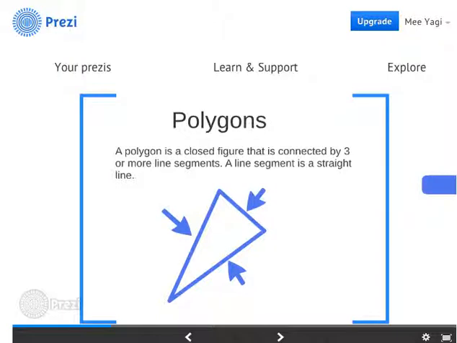Well, what do we notice about this triangle? Yes, it has 3 sides, but it also has 3 corners. When 2 of the line segments meet at one corner, it's also known as an angle. So this triangle has 3 corners, and therefore it has 3 angles.